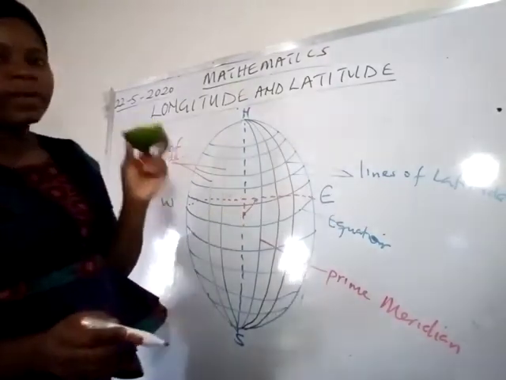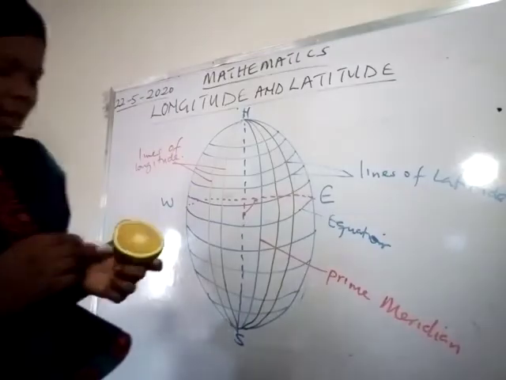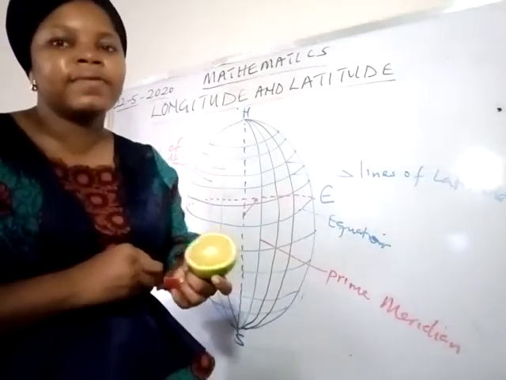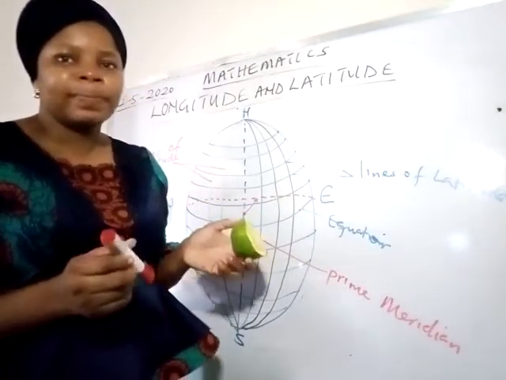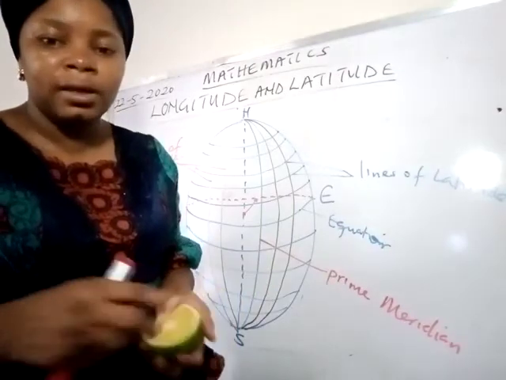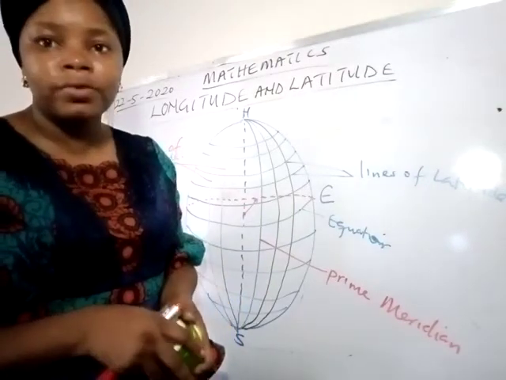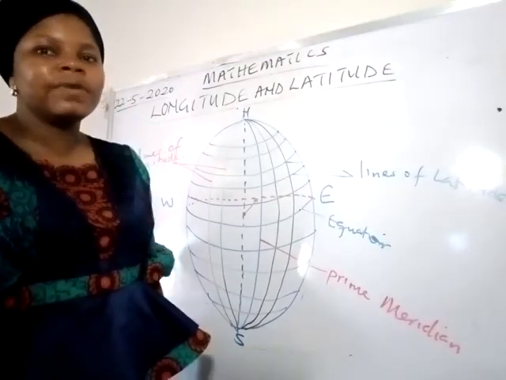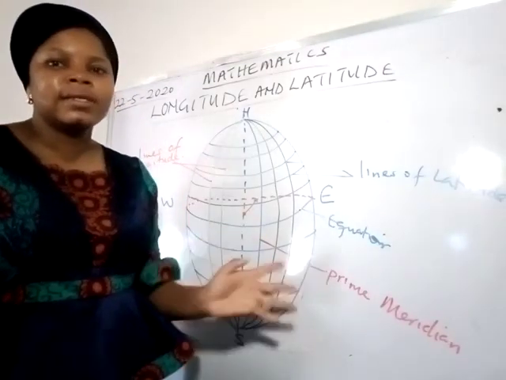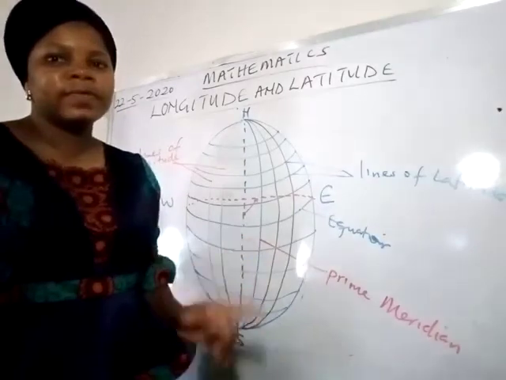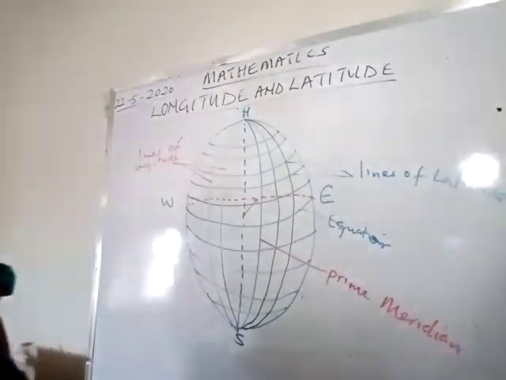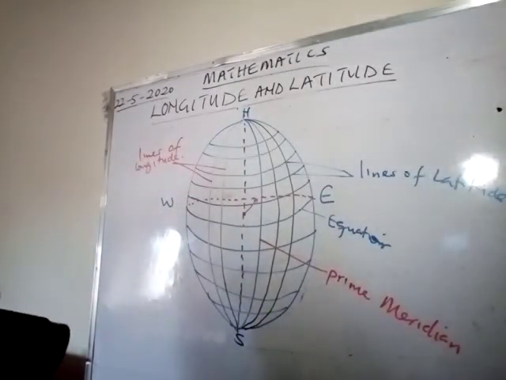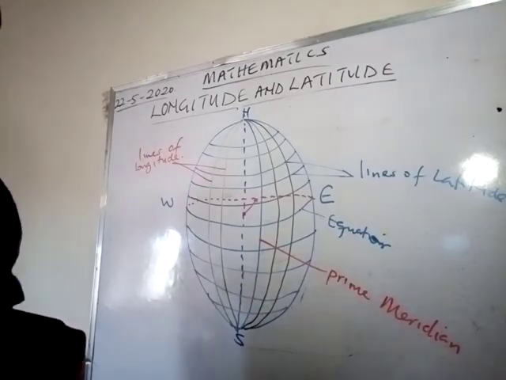And the radius of a great circle is always 6,370 kilometers. You can use 6,400 kilometers, depending on what you are given in the question. But the radius of the earth is 6,370 kilometers. Do you get that now? That's the radius of the earth. Now, let me send this.